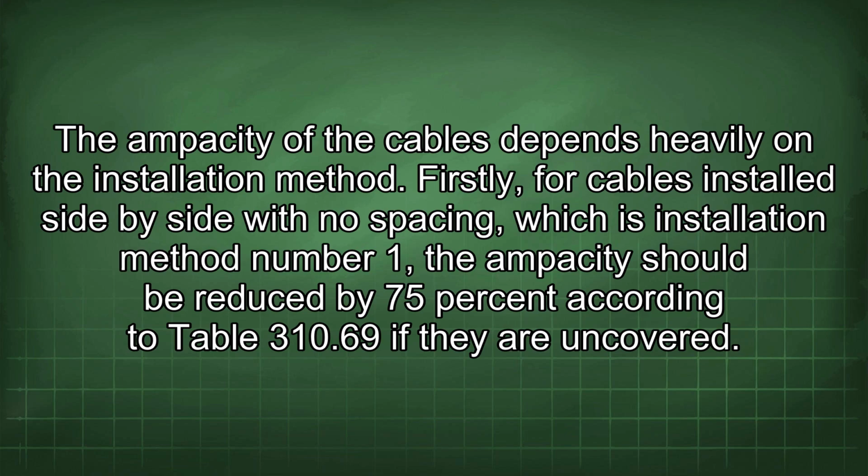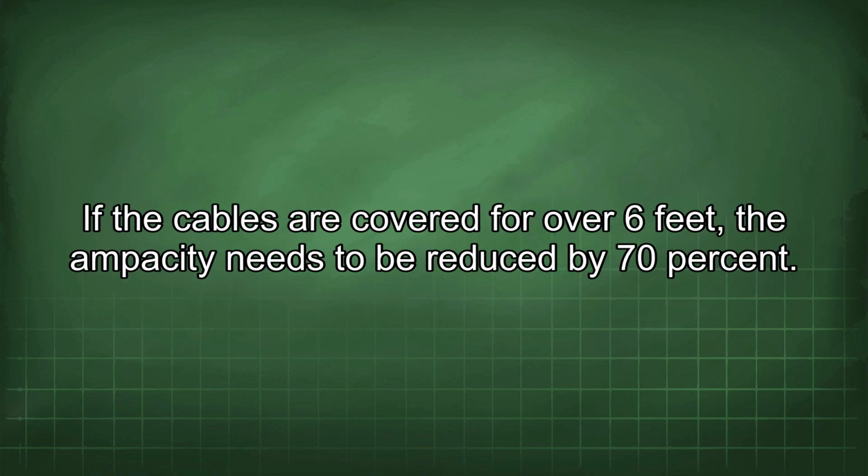The ampacity of the cables depends heavily on the installation method. Firstly, for cables installed side by side with no spacing, which is installation method number 1, the ampacity should be reduced by 75% according to table 310.69 if they are uncovered. If the cables are covered for over 6 feet, the ampacity needs to be reduced by 70%.